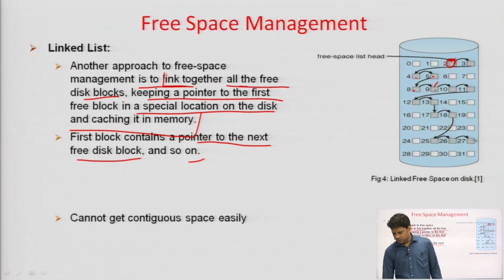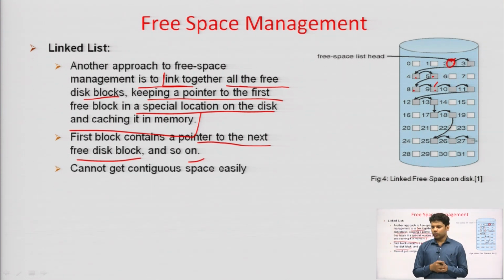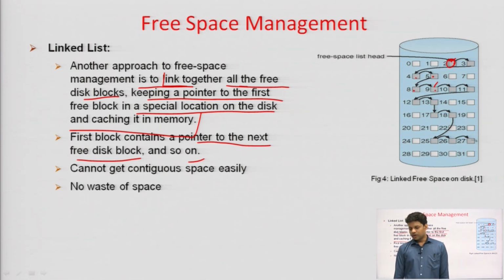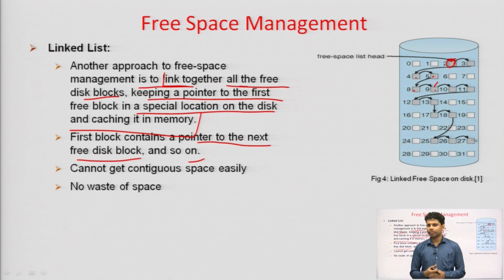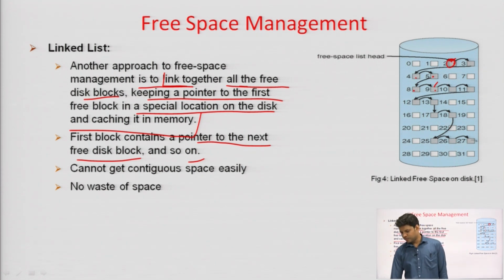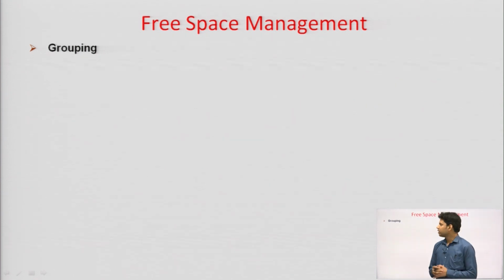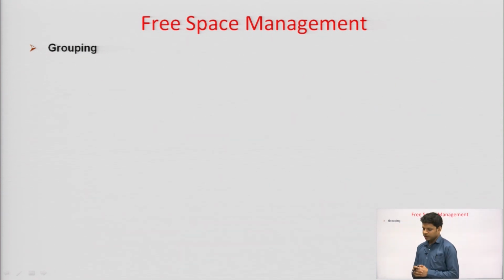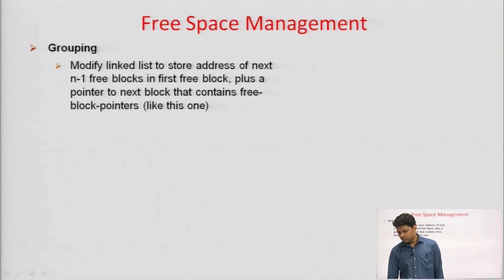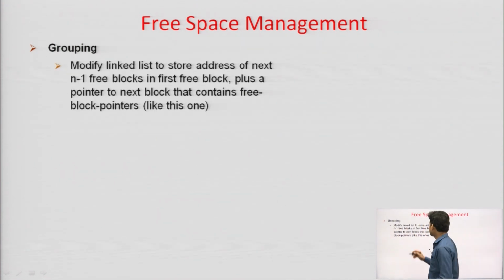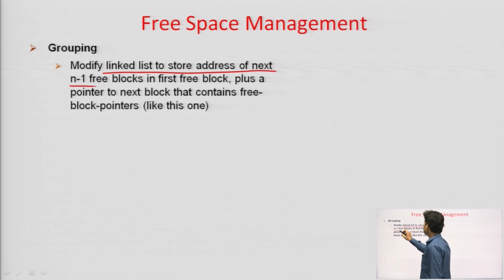So we cannot get contiguous space easily while using this. No waste of space happens in this way of free space management. And the next is your grouping. What we do in grouping is similar to a linked list, but you can see we modify the linked list to store the addresses of the next n-1 free blocks in the first free block.